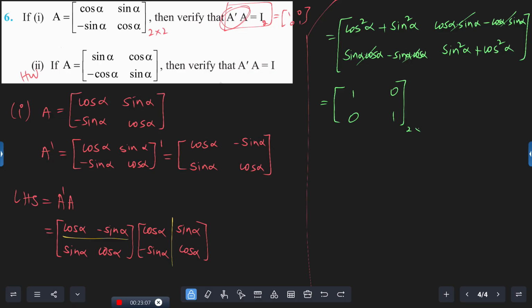So this is order 2 by 2, so we can say that this will be I2. Therefore, A dash A, I got that I. I2 we can generally write as I. Hence verified.